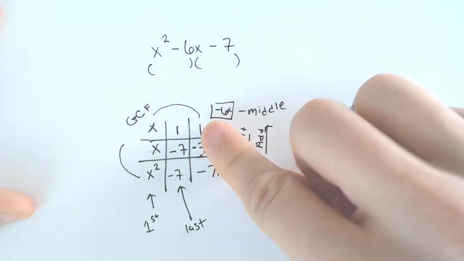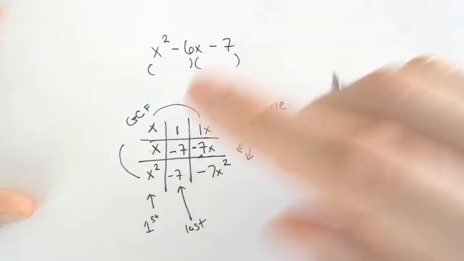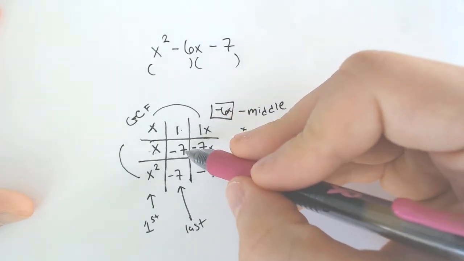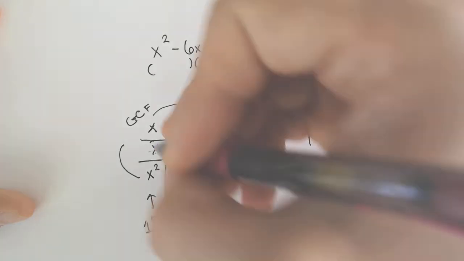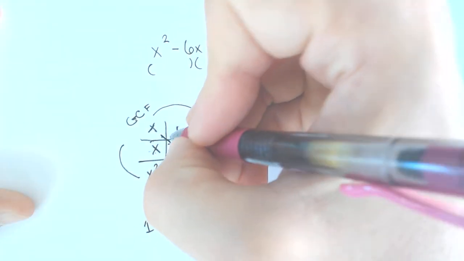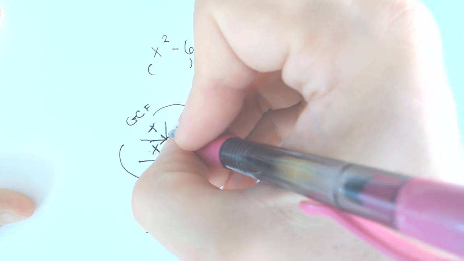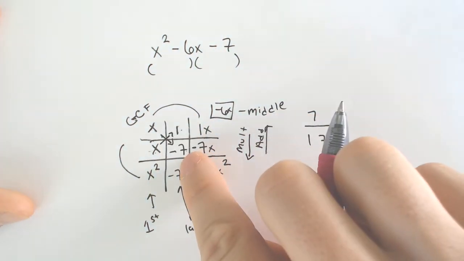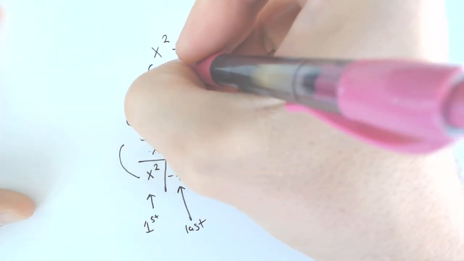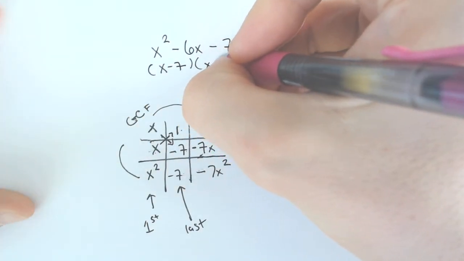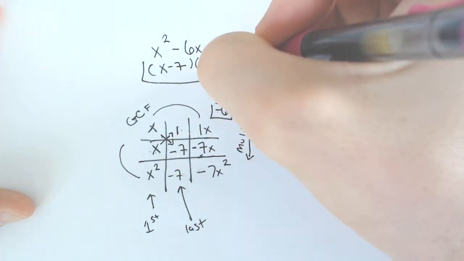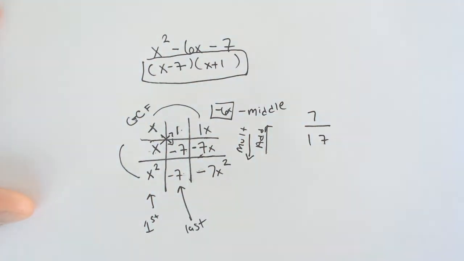So these multiply to get to here, these multiply to get to there, and conveniently 1 times negative 7 multiplies to get to negative 7 as well. And we have our factors. They are in this quadrant right here. The x goes with the negative 7, x minus 7. And the x goes with this positive 1. It is the crisscross. Do not forget it is the crisscross because that is how they are linked together, ladies and gentlemen. So this was a relatively easy one.